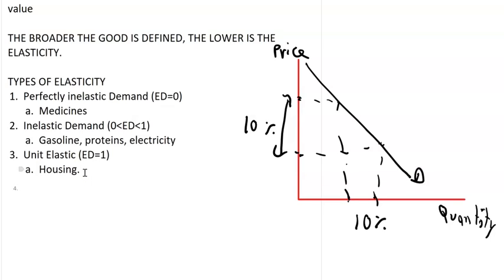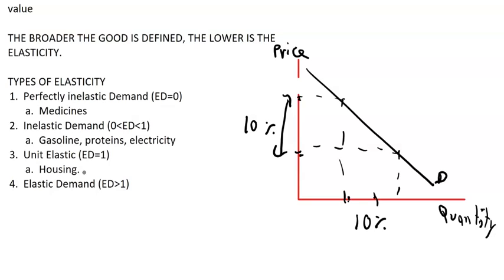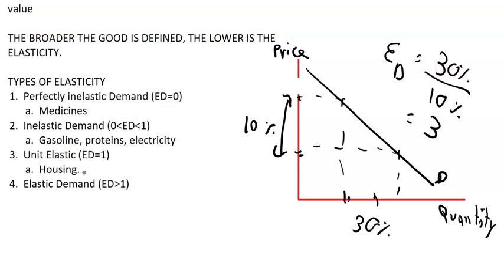Finally, we may have elastic demand, where elasticity of demand is greater than 1. These are products that have a lot of substitutes. Basically, if your demand curve is very flat, then if price goes up by 10%, your quantity response will be much, much more than 10%. It would be, let's say, 30%. So elasticity of demand would be 30% divided by 10%, which is going to be 3.